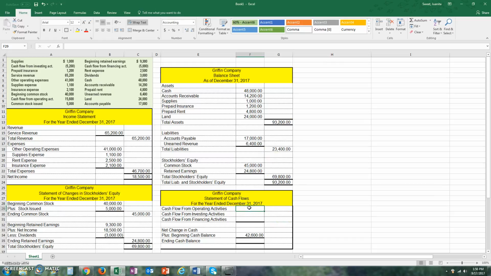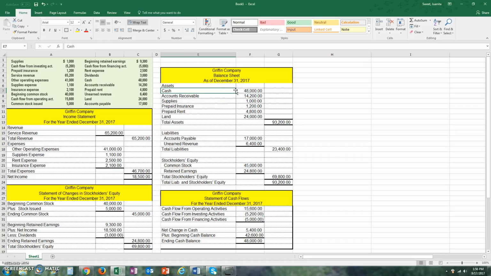The last few items are given for us, so cash flow from investing activities was a negative $5,200. Cash flow from operating was a positive $15,600. And cash flow from financing was a negative $5,000. So our net change in cash is $5,400. We would add that to our beginning cash, which is a plug figure was given to you, and we see that ending cash is $48,000, which agrees.